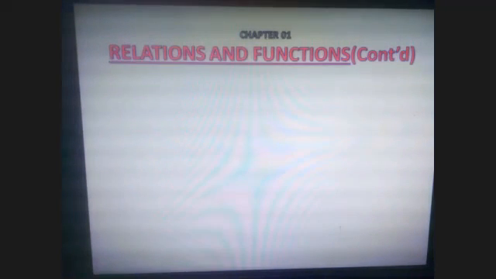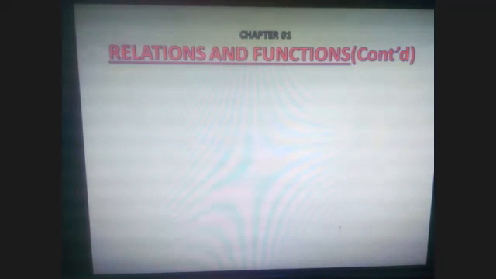Relations and functions. We are continuing. We have just defined relations. We were going through the types of relations. We have discussed null relation, universal relation, identity relation. Now we go for something new.